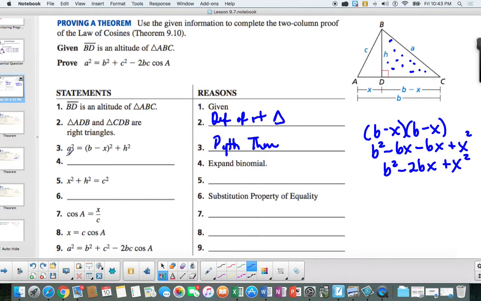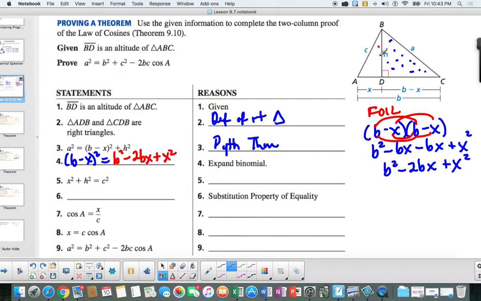And we're going to take this b minus x and we're going to expand it. Over here I've expanded it, and all you have to do is use FOIL. First, inner, outer, last. So here are the first terms, outer and inner, and then the last term. So this is going to be equal to b squared minus 2bx plus x squared.